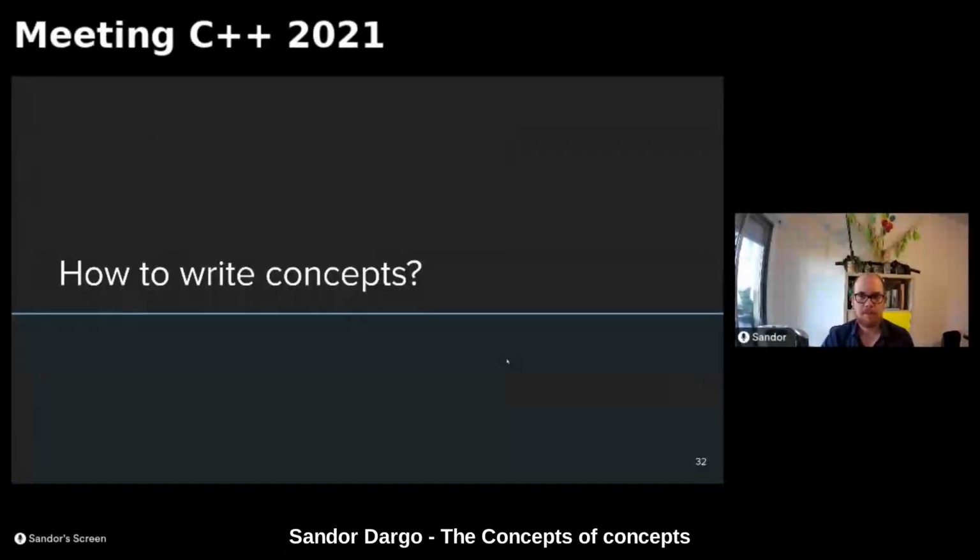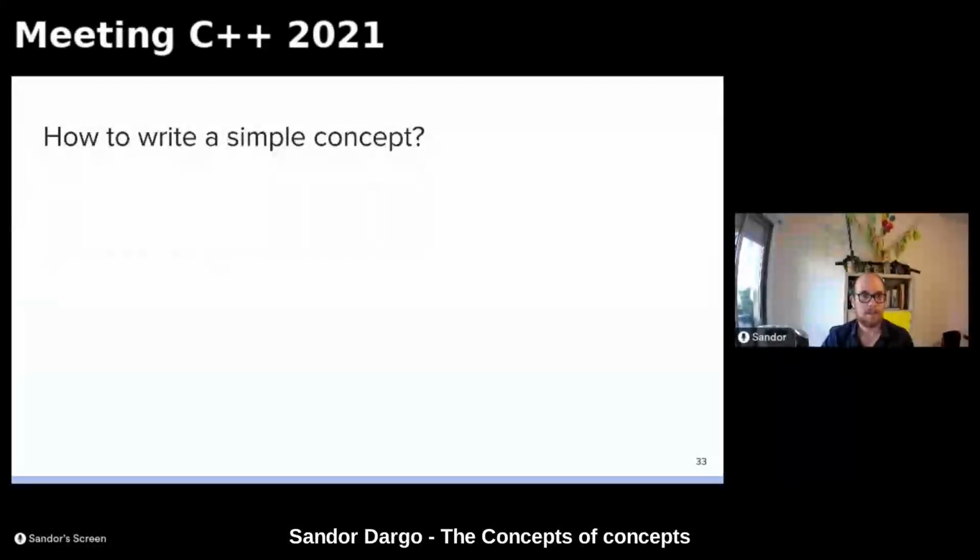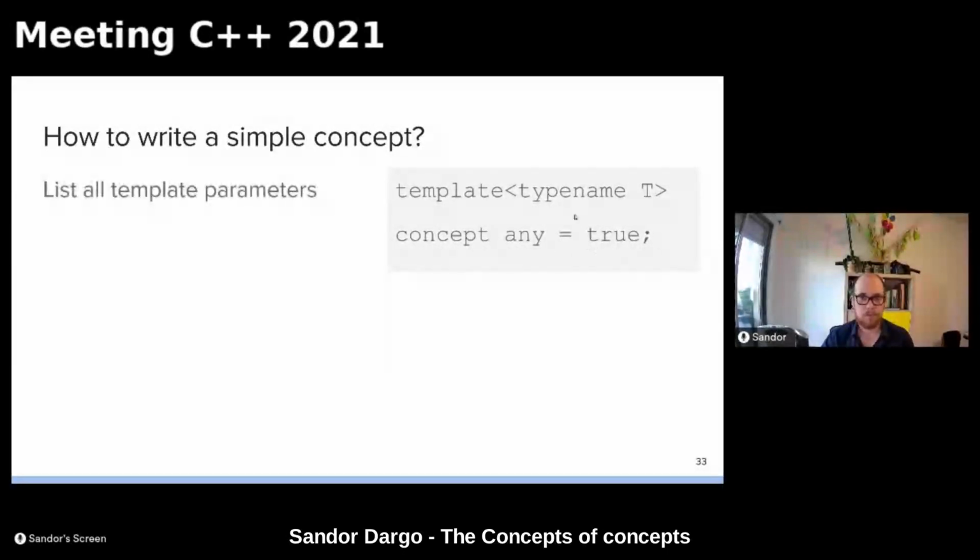So now let's see how to write our concepts. We're going to start with a simple concept, probably with the simplest concept that you can imagine. We call it any because it accepts any type, because it's always evaluated to true. So what did we do here? We listed all the template parameters. Well, in this case, only one.